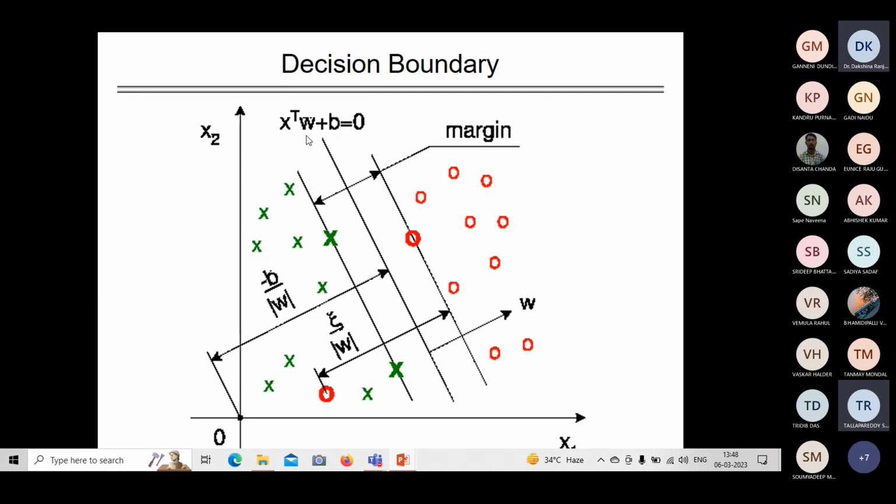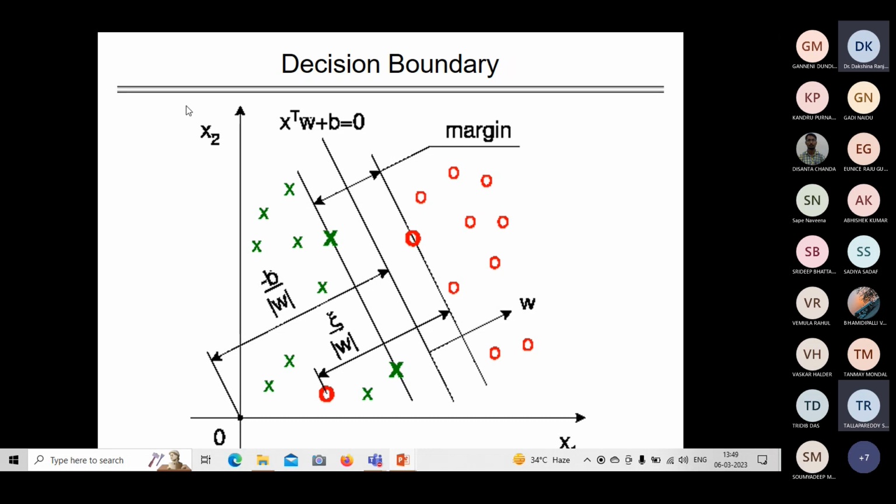Here, if we write ax plus by plus c equals 0, there are two coordinates, let's say x and y. With x we get the coefficient a, with y we get the coefficient b, and c is the intercept. So we are writing ax plus by plus c equals 0. Now to get the distance, we write ax plus by plus c divided by root under a square plus b square.